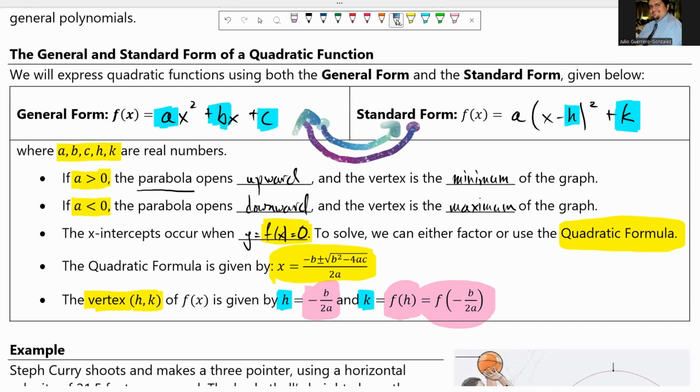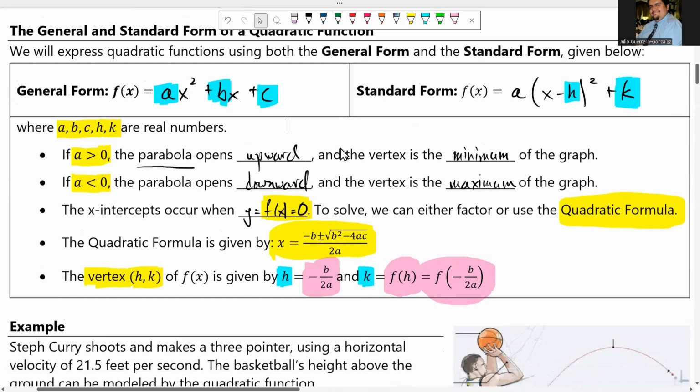In many cases, one is harder to do than the other, as in turning standard to general and general to standard. Changing it from one form to the other tends to be difficult in one direction and easier in the other. But more importantly, both forms give you the same exact information, just in different ways.